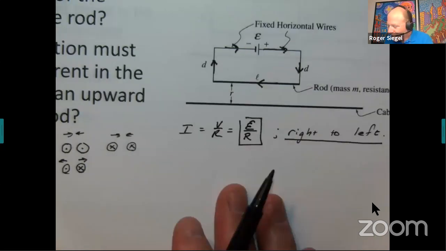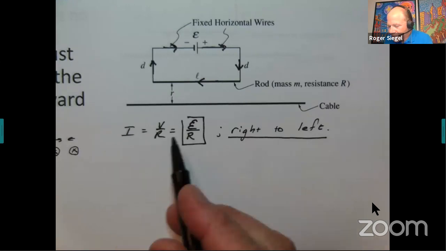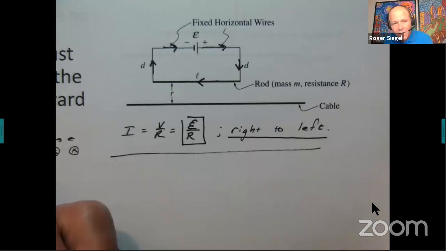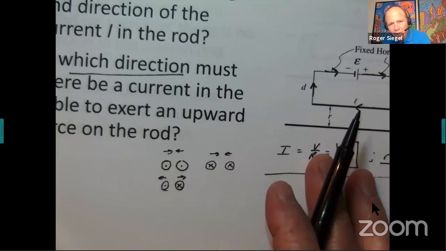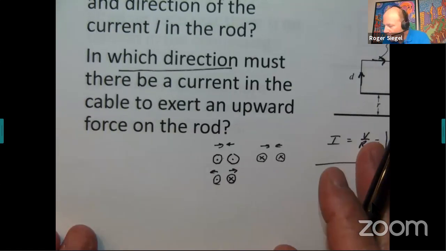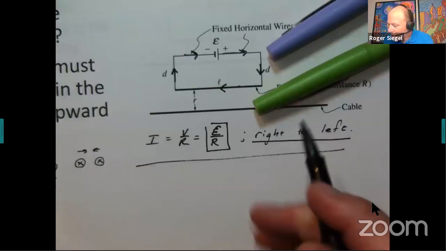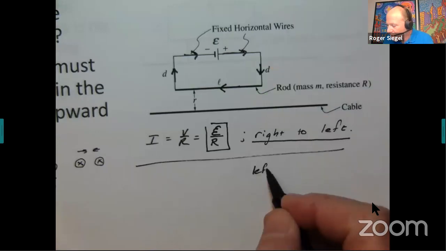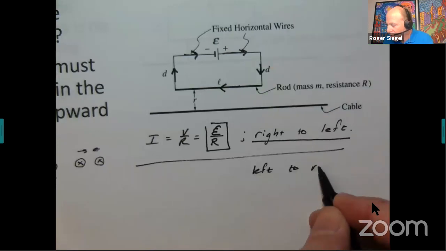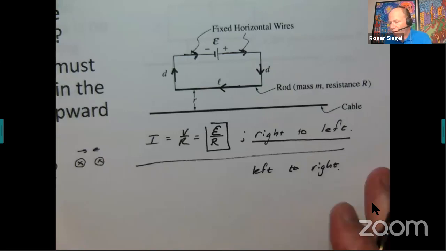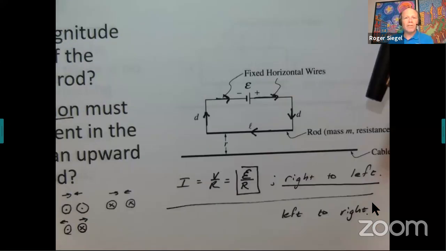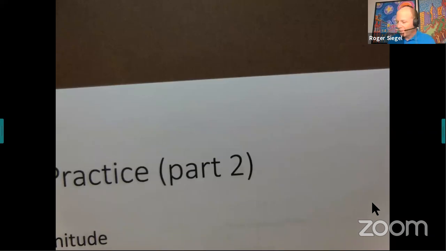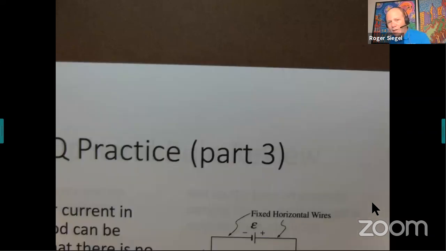So here we're going to say that the second answer, in which direction must there be a current in the cable, is the opposite direction, or left to right. Okay, all right. One more part to this problem and we'll be home free.